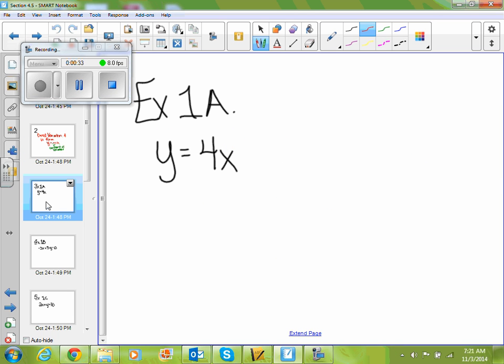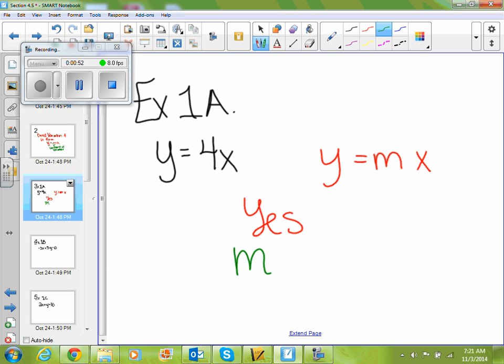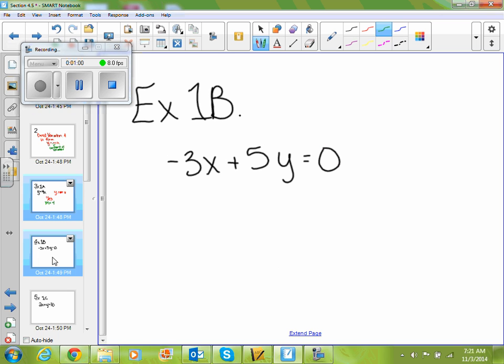So if we look at example 1a, y equals 4x. It's a direct variation if it's in the form y equals mx, where m is a number that's called your constant of variation. So since these are the same form, then we can say that yes, it's a direct variation, and we know that our m is equal to 4. Okay, so if they look like they're in the same form, then it's a direct variation.